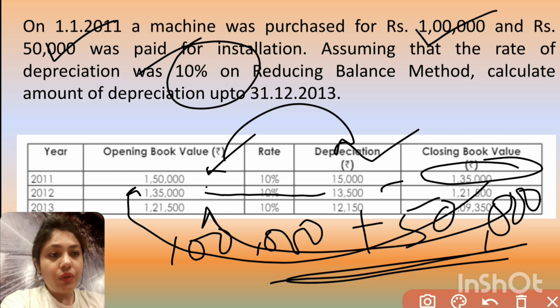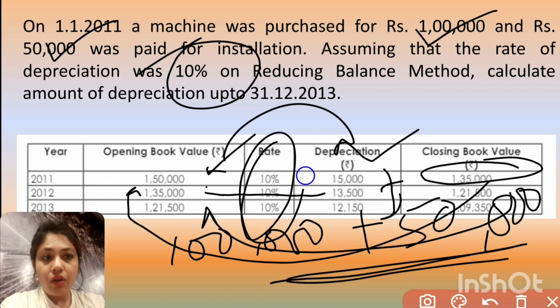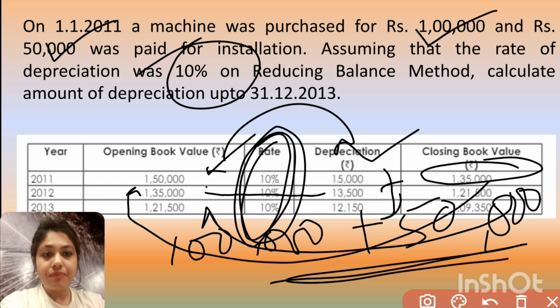So over here you can see the amount of depreciation is decreasing year on year, right? However, the rate of depreciation remains the same. Understood?